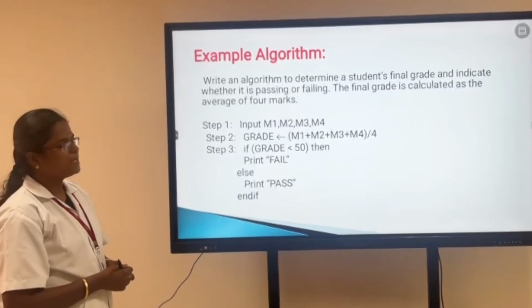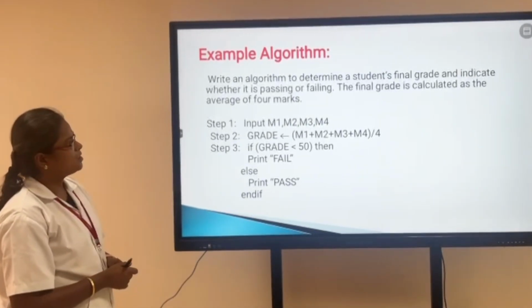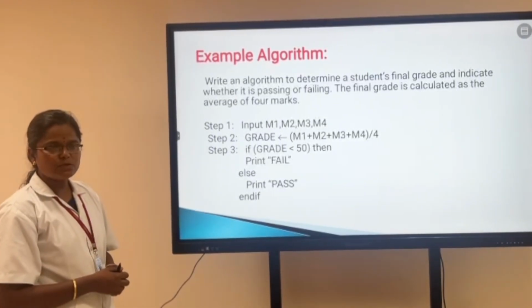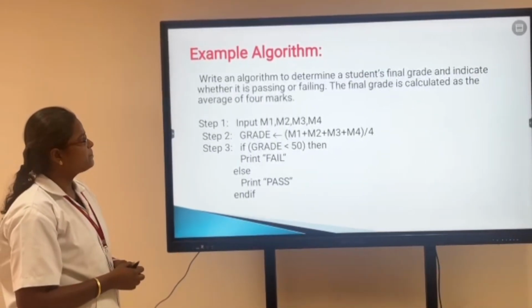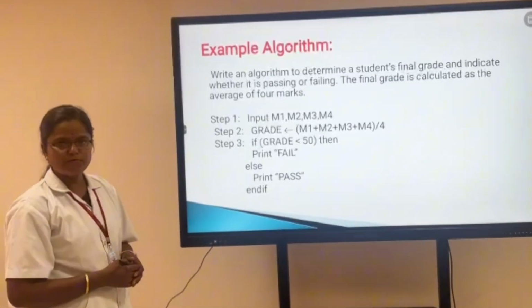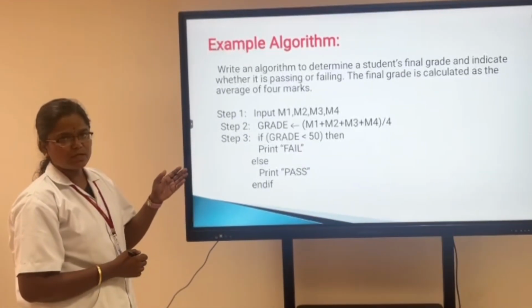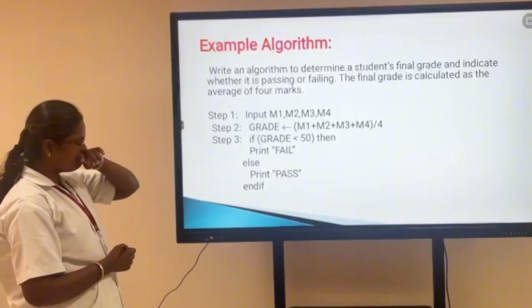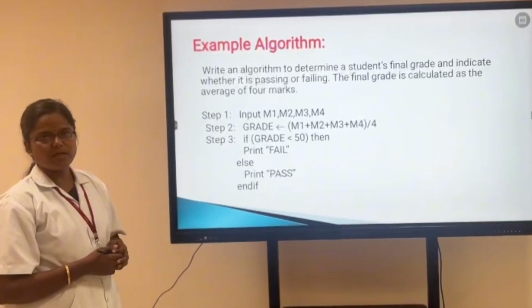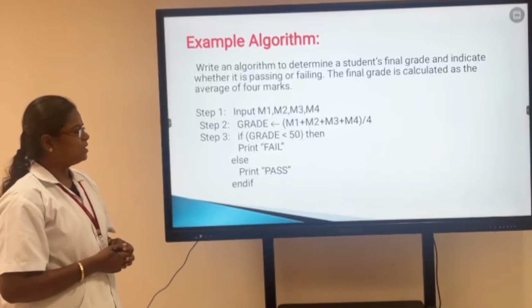This is the example algorithm. Here this is the algorithm for finding the student's grade and indicating whether the student got pass mark or fail mark. We can calculate the final grade of the student using the average of the 4 marks. So we are giving the input as 4 marks, that is step 1. M1, M2, M3, M4 are the 4 marks that we are providing as input to the program.